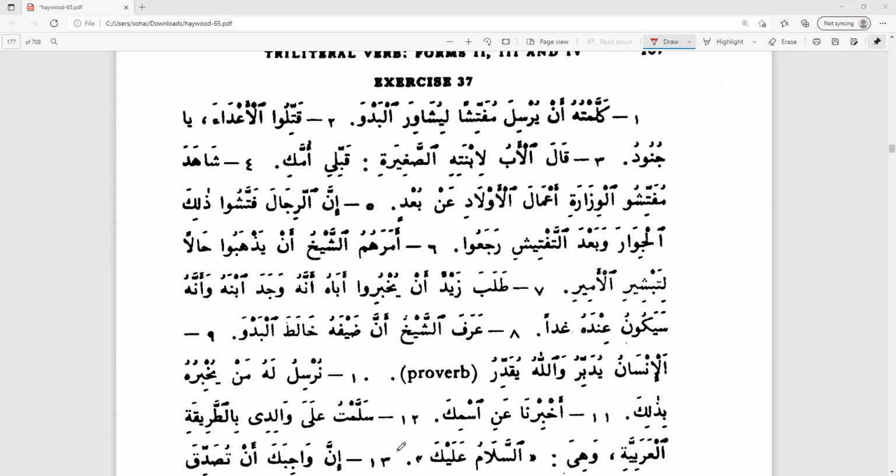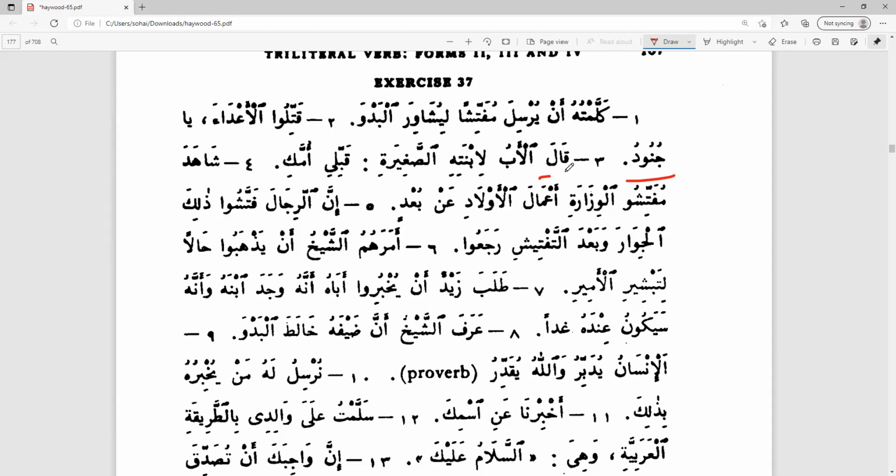Sudais, yes, sir. Number 2, قتلوا الأعداء يا جنود. The soldiers kill the enemy. Or kill the soldiers, O enemy. Sorry. So it's a fi'l amr. Yeah, kill the enemies, O soldiers, ya junud.